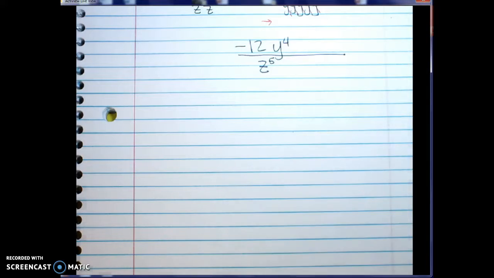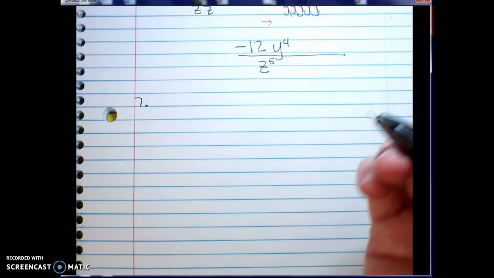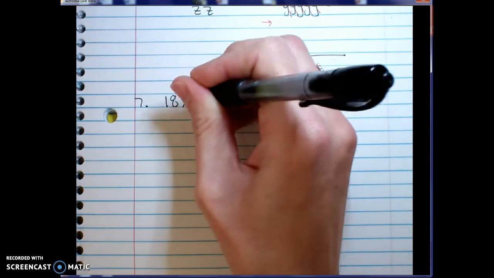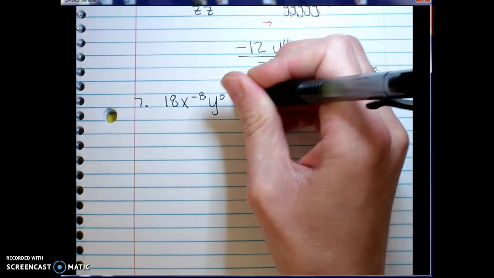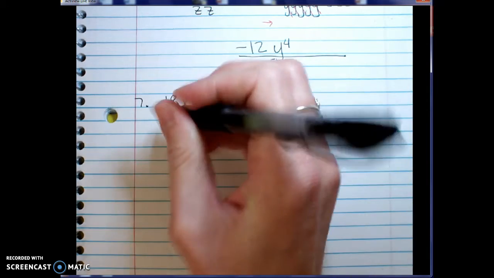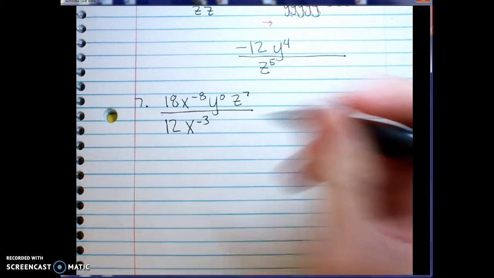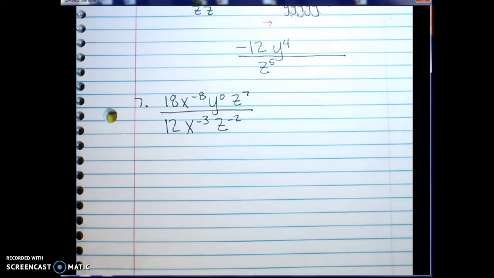Again, we're kind of jumping around, so problem number 7 on your paper, you can just set it there, that's fine. We have 18x to the negative 8th power, y to the 0 power, z to the 7th power, and that is all divided by 12 x to the negative 3rd power, z to the negative 2 power. Okay? So again, be very careful when you're copying your problem. Make sure you are writing the right exponents and you don't leave off those little negatives.